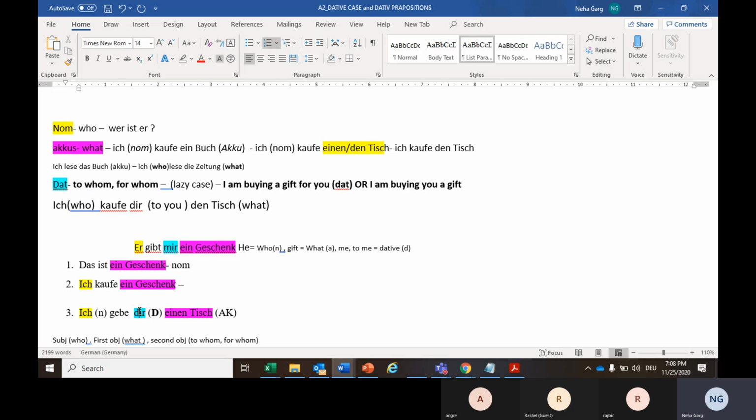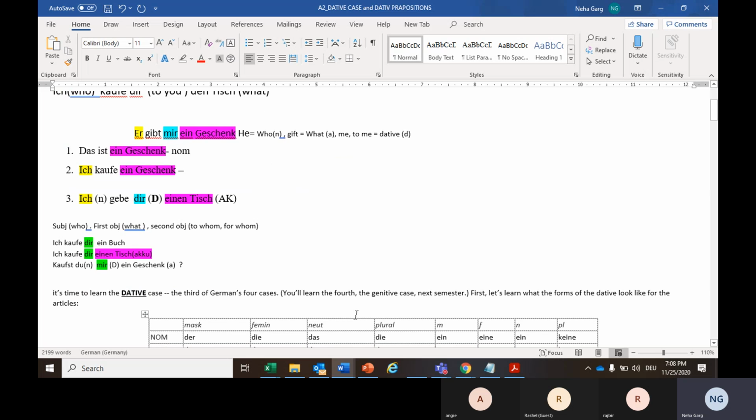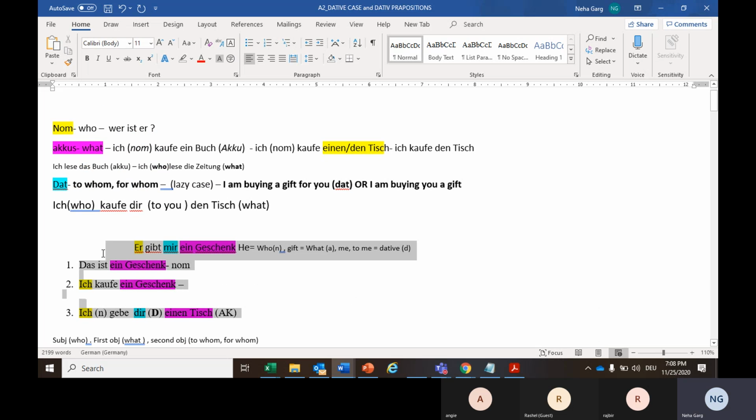So that second object, that second person, will be dative. That is you here, "dir." Then "einen Tisch" is again accusative. What am I buying or what am I giving? So, is it clear what is basically nominative in a sentence, what is basically accusative, and how can we identify dative in a sentence?